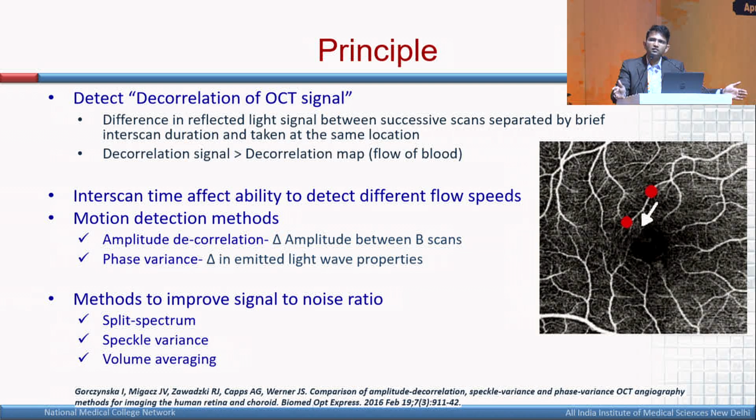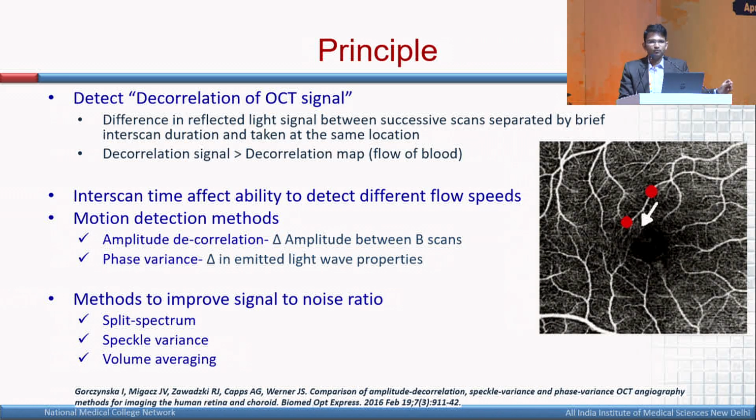You can increase the interscan time to a very long one, but then there comes the eye motion and the artifacts arising because of that. If you increase the interscan time, the total scanning time will increase and eye movements are going to happen, and that will lead to motion artifacts. So that's why most of the machines do not allow you to change the interscan time, and they have a preset interscan time that allows minimum artifacts and maximum flow that could be captured.